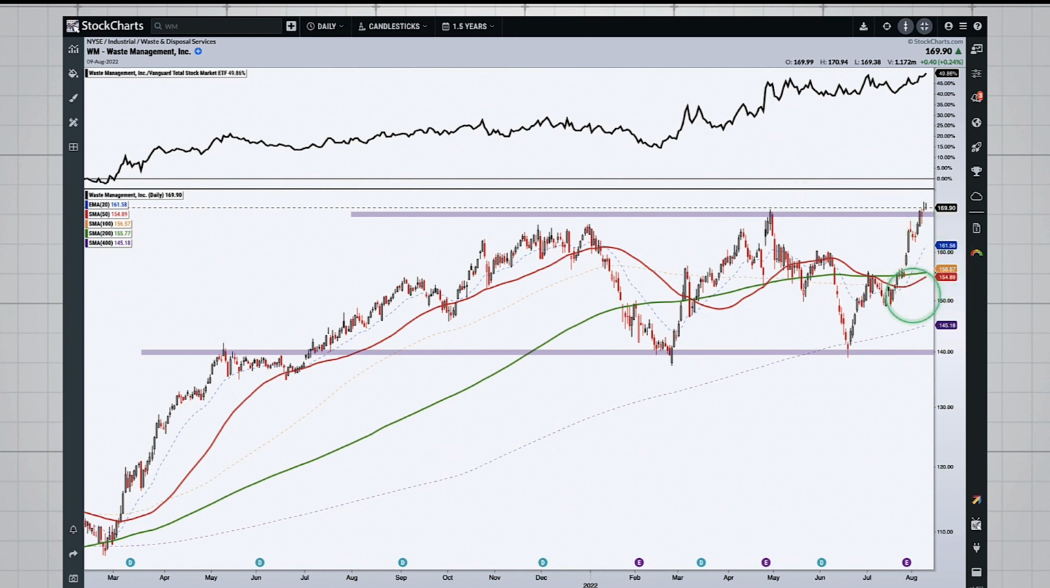We're seeing that 50-day come up just towards the bottom of that 200-day moving average. So if we can see that crossover, we see this continue to move higher. Again, I may be looking for a breakout and a retest from the top, but this is an incredibly strong name that has definitely caught my eye.